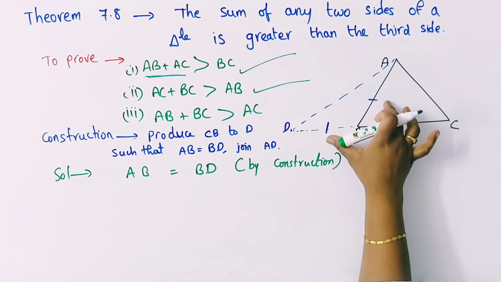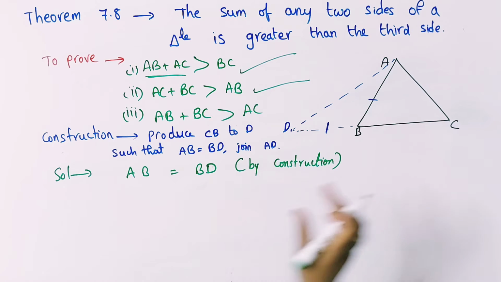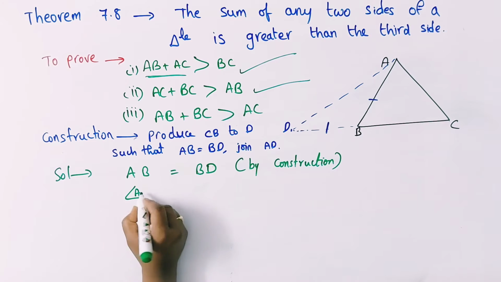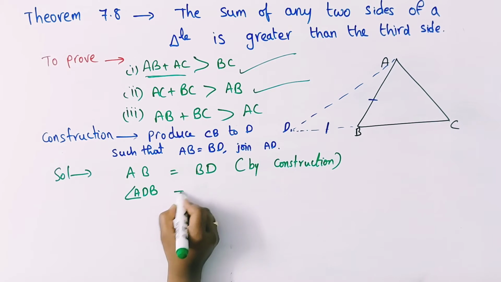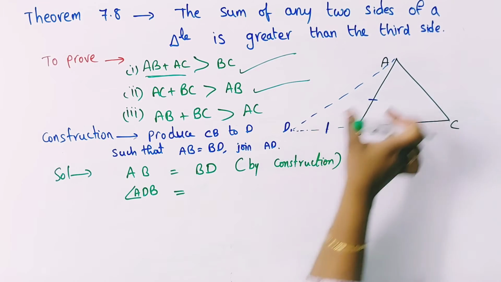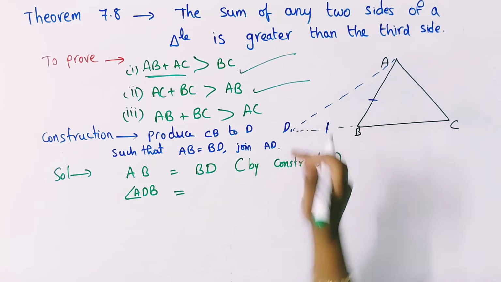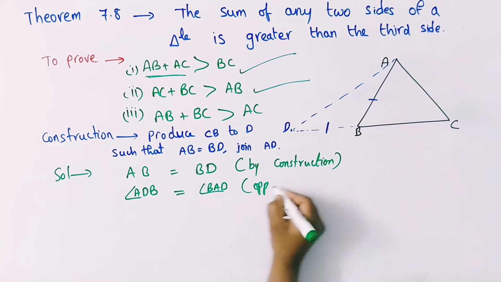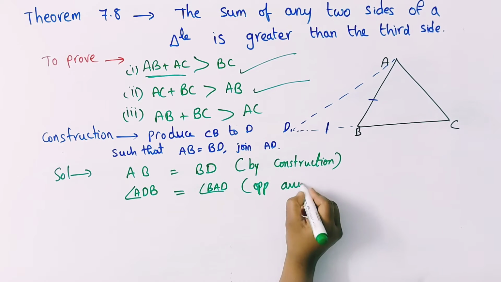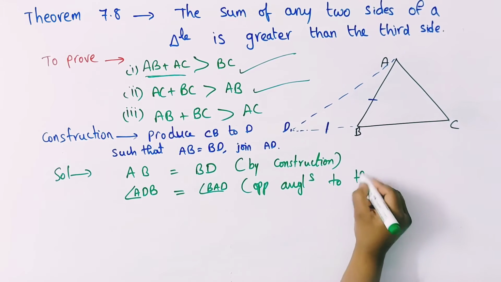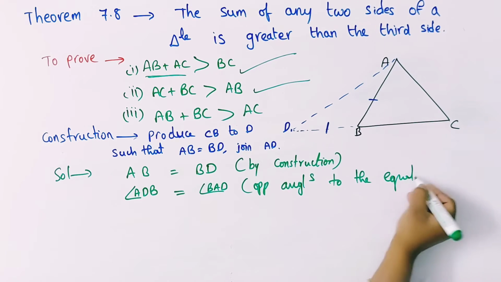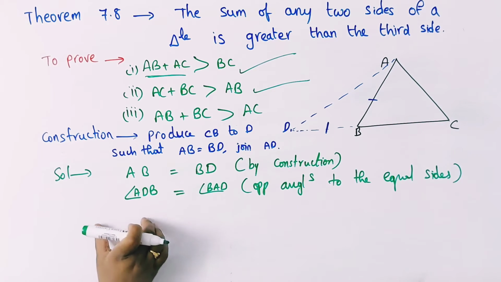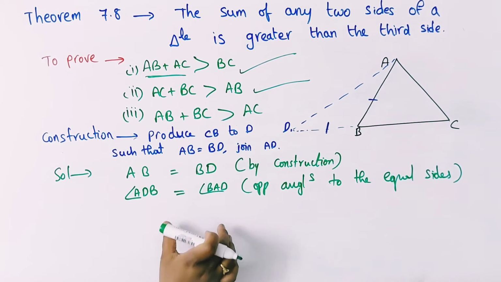Therefore, equal sides, opposite angles are also equal, children. So the angle opposite AB, angle ADB, is equal to the angle opposite BD, angle BAD. You know the reason? Opposite angles to the equal sides. So here angle ADB is equal to angle BAD, children.